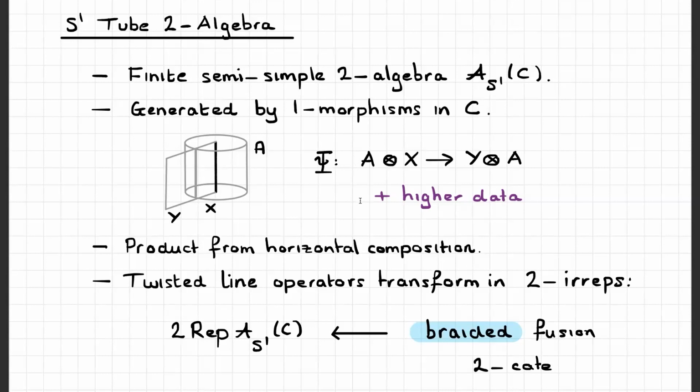So let me tell you what the objects are. Well, the objects are generated by one-morphisms in your fusion 2-category C. So again, you might have an X twisted sector. The action is by A, and then it transforms it to a Y twisted sector. And the intersection here is labeled by a one-morphism of this form. And then there's further higher data that need to be specified as well. But the idea roughly is the same. It's that twisted line operators will now transform in 2-representations of this 2-algebra. And these 2-representations will form a braided fusion 2-category in this case.